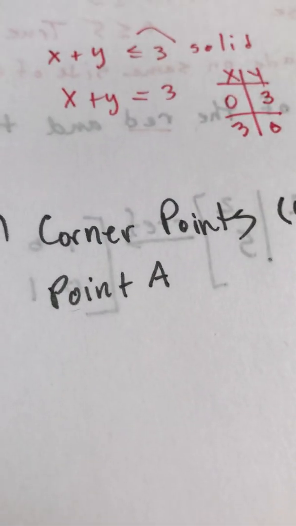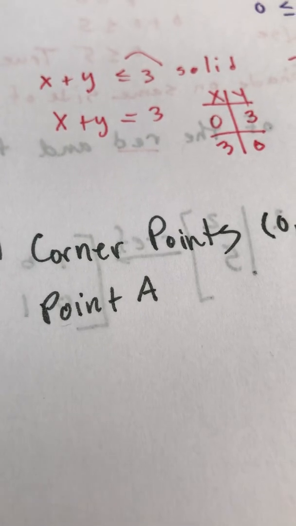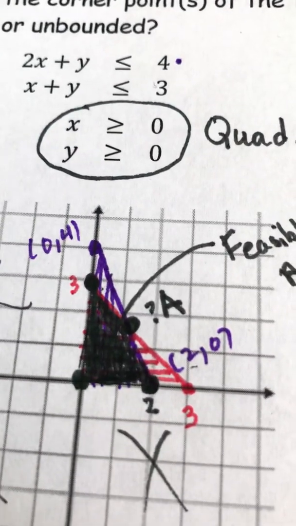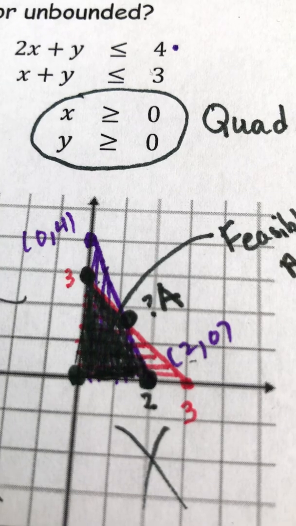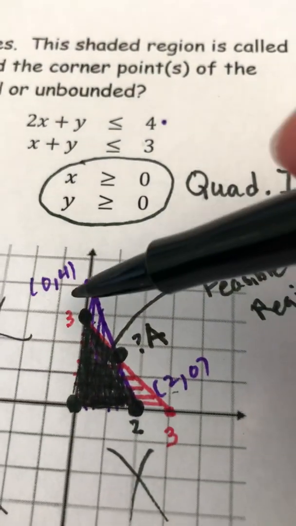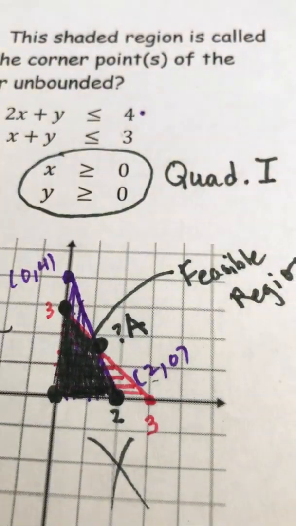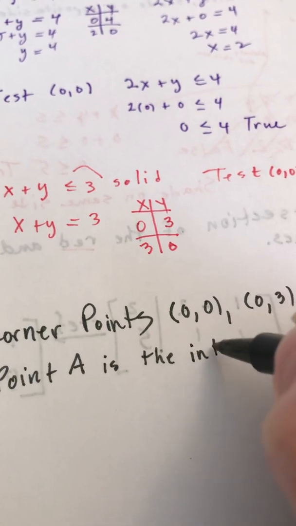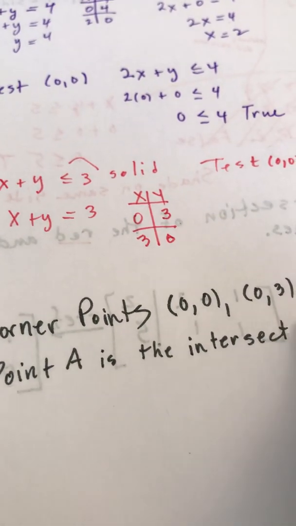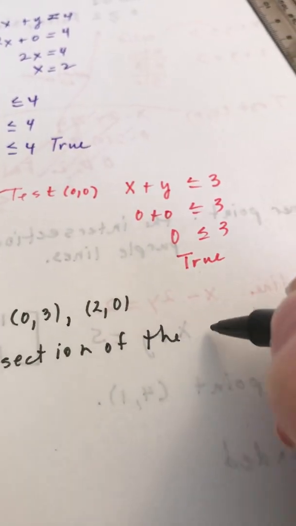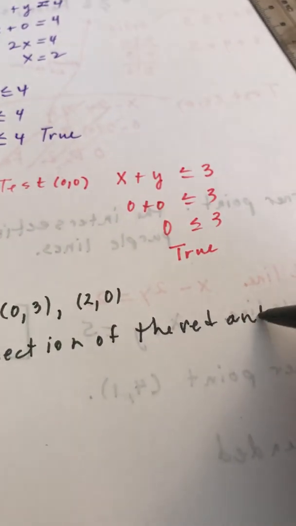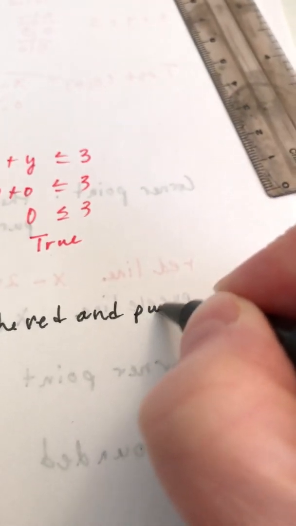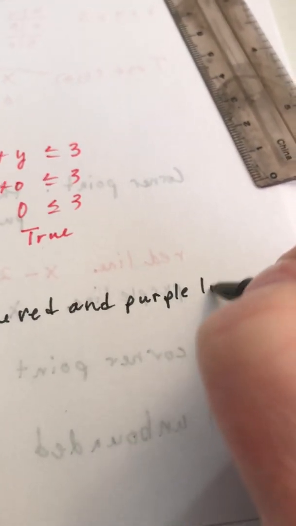A. To find point A, it is the intersection of the purple line and the red line. So here's the purple line, and here's the red line. It's where they cross. So point A is the intersection of the red and purple lines.